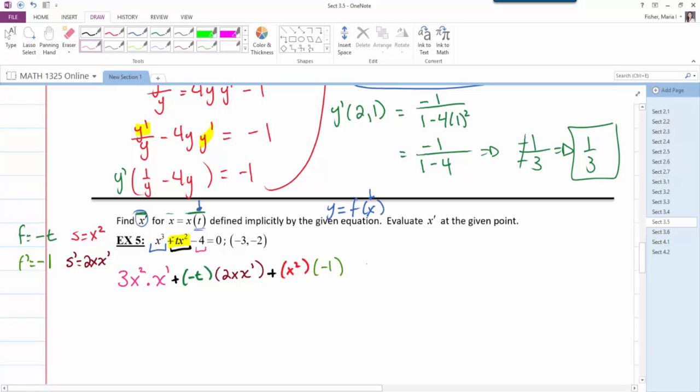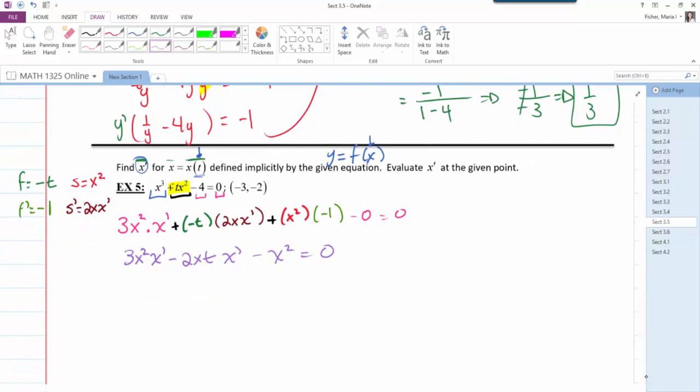The derivative of -4 is 0, and the derivative of 0 is 0. So let's solve this for x prime. Let's first try to clean this up. So 3x squared times x prime is just going to be 3x squared x prime. Here, if I multiply, this is going to be minus 2xt x prime. And then over here, if I multiply, this is going to be minus x squared equals 0.